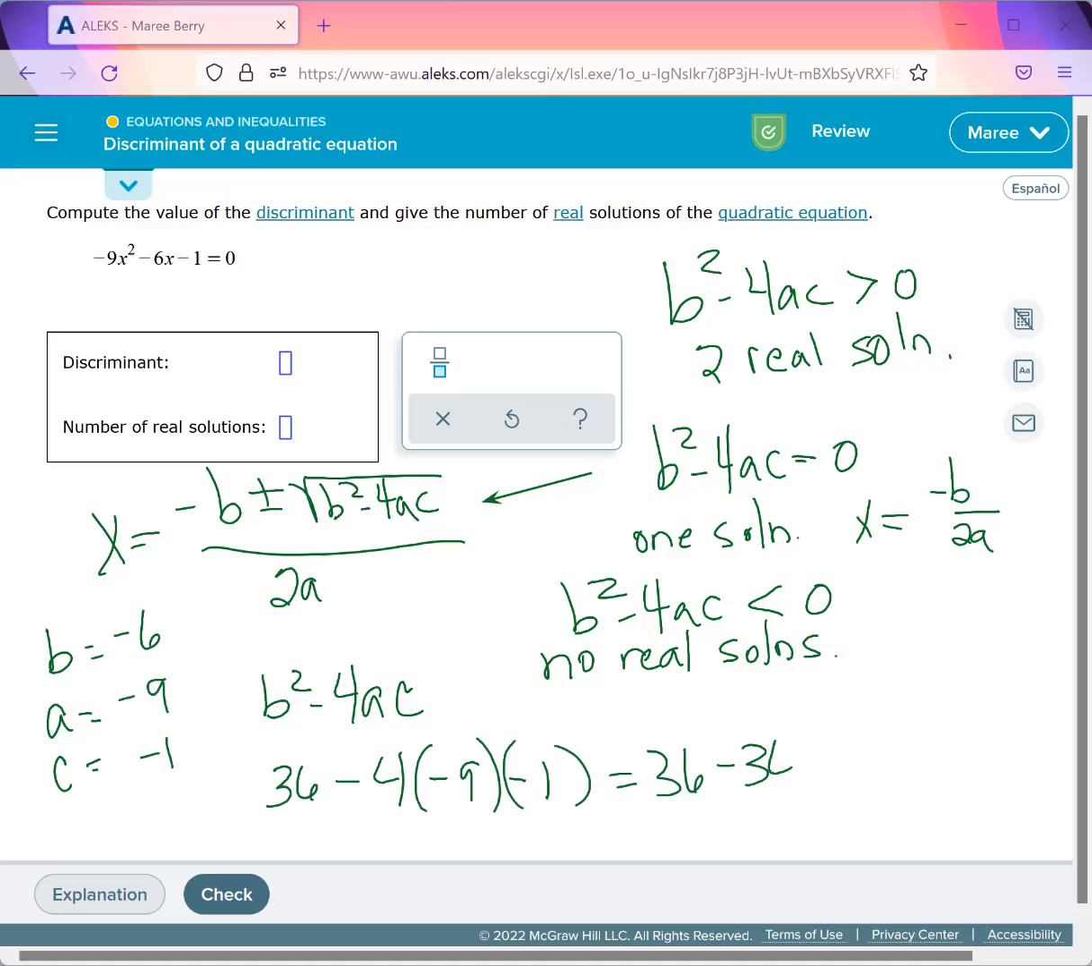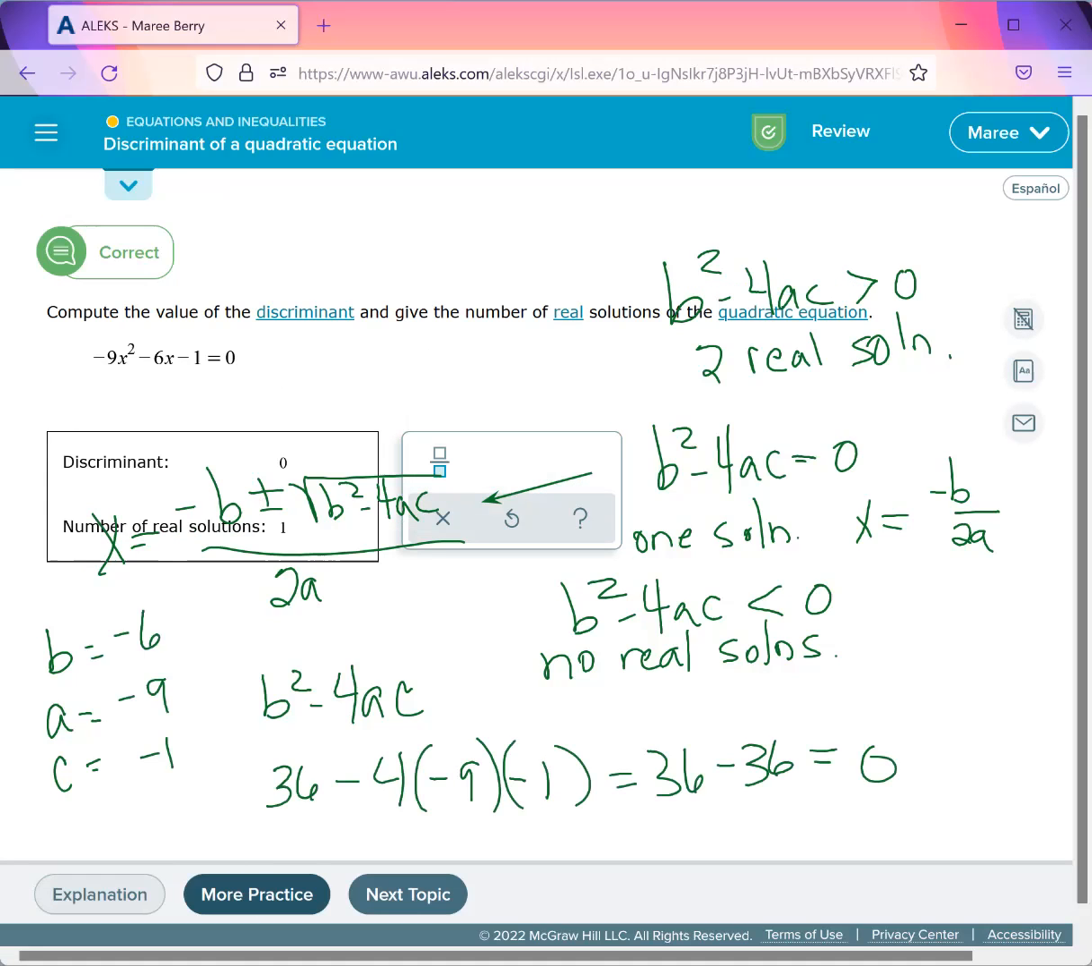36 minus 36 is equal to 0. So our discriminant is 0, which means we're going to have one real solution. And that's the end of the lesson.